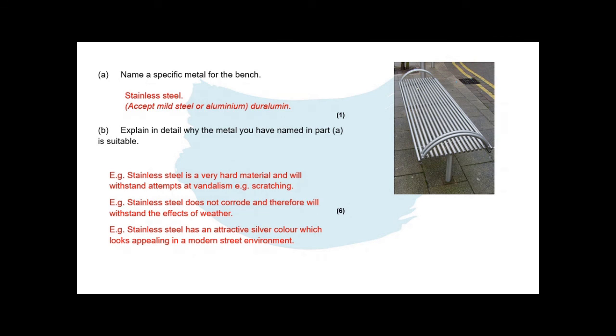So specific material for the bench, probably again most people have said stainless steel. You could add mild steel or aluminium. And then examples of why the metal you named is suitable. So if you said stainless steel, it's a very hard material, so it's not going to scratch, it can't be vandalized easily, it doesn't corrode, it withstands weather, so it's not going to rust and fall apart, and it looks nice as well, so it's attractive.